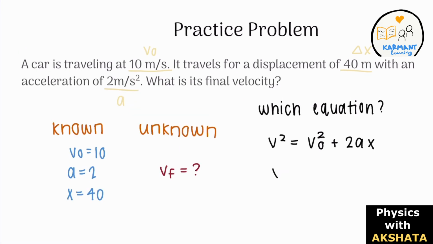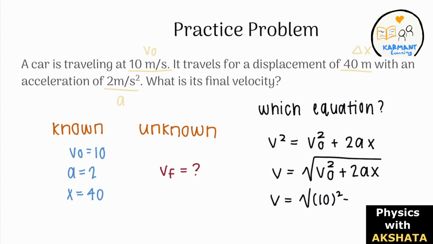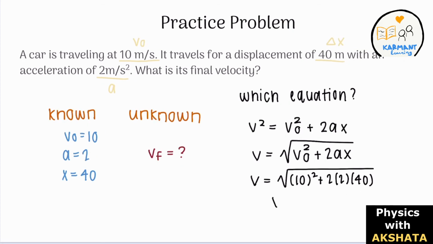So if we solve for v, we see that v is equal to the square root of v0 squared plus 2ax. I recommend first solving for the variables in variable format and then plugging in the numbers, like I'm doing right now. So we have the square root of 10 squared plus 2 times 2 times 40. And then our final result will be about, I think, 16.2 meters per second.